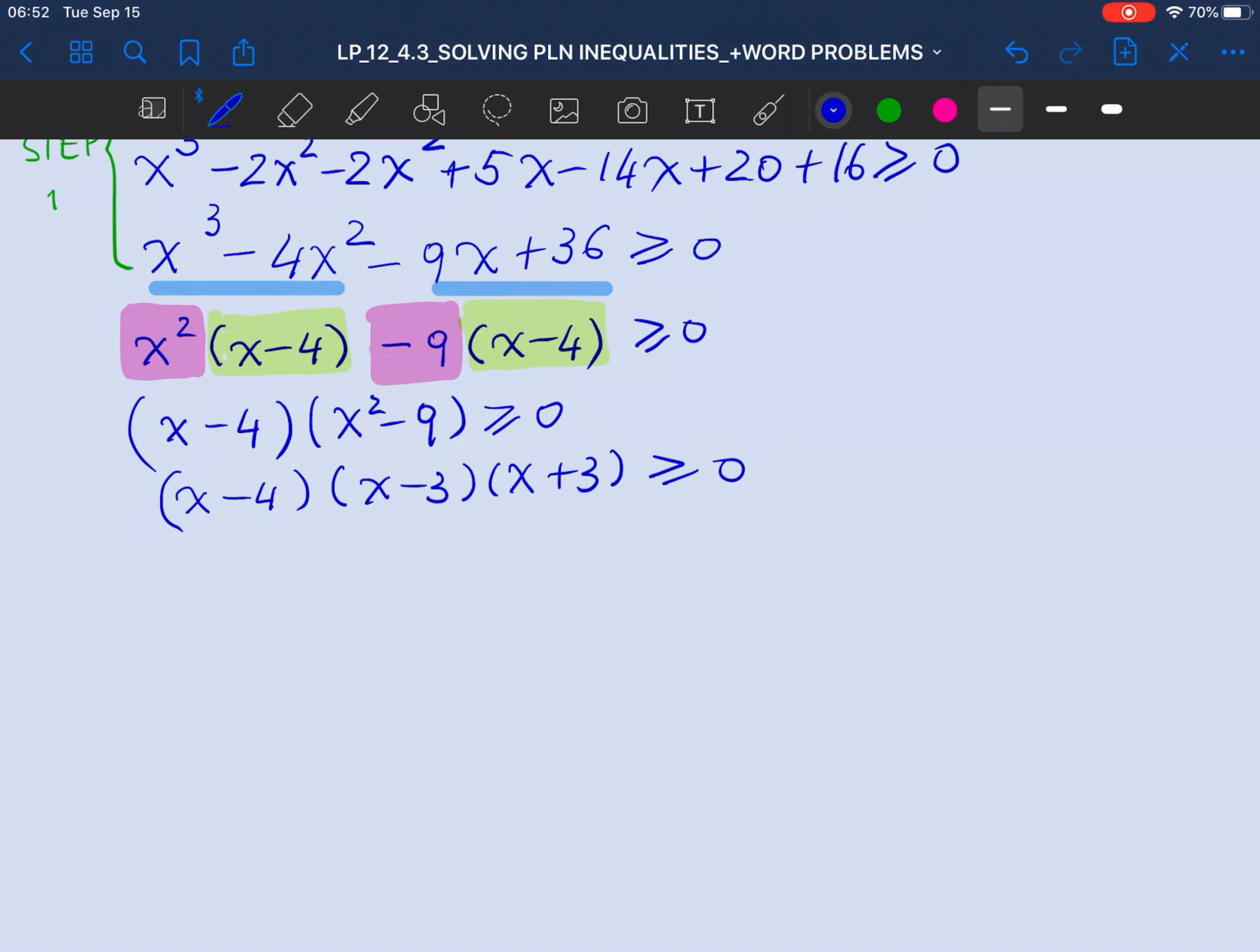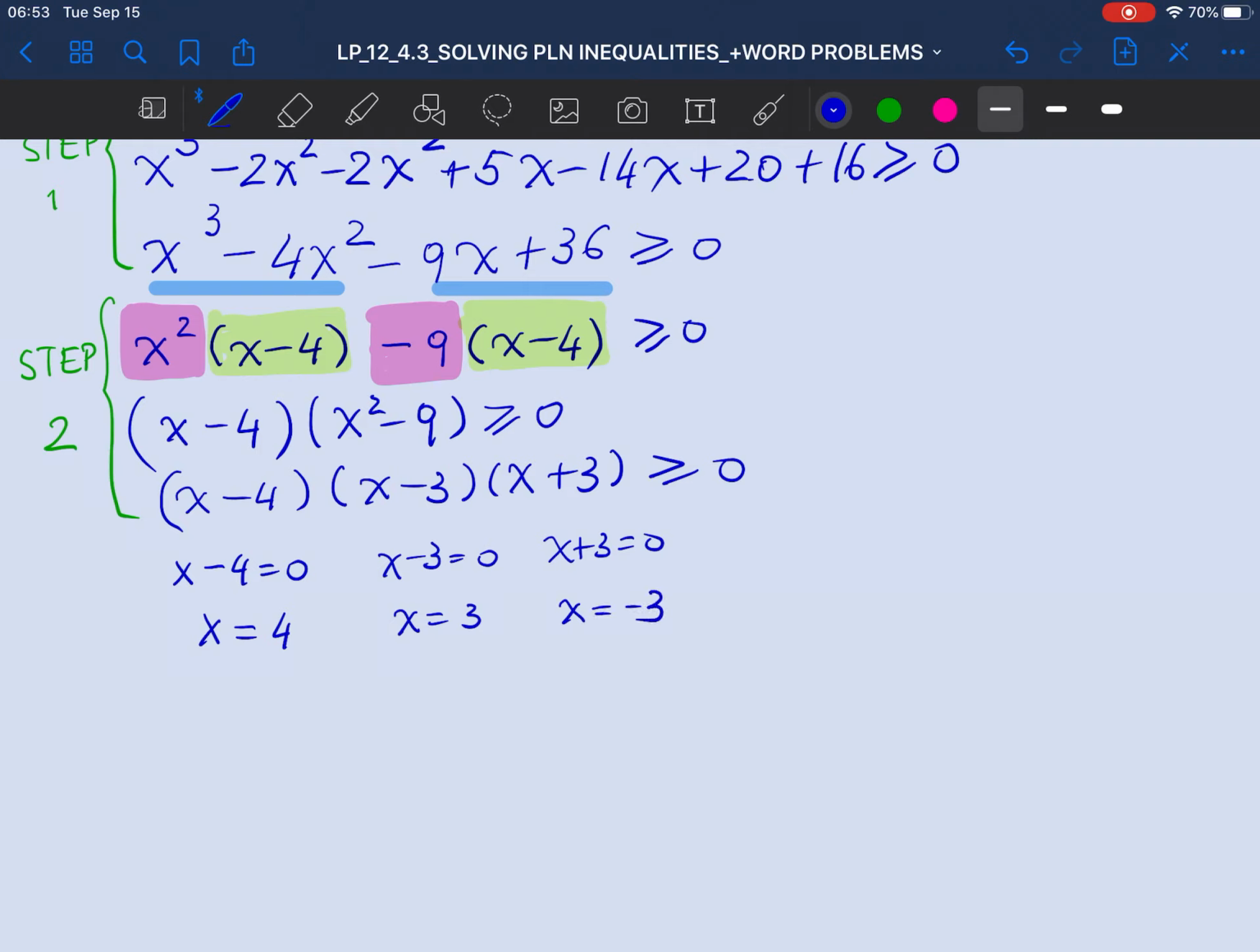The next thing we want to do is look into the zeros of each factor, which means we're done with second step, which is factor completely. So to find the zeros, we make each factor 0. So the zeros are at 4, 3, and negative 3. And again with this, we're done step 3.